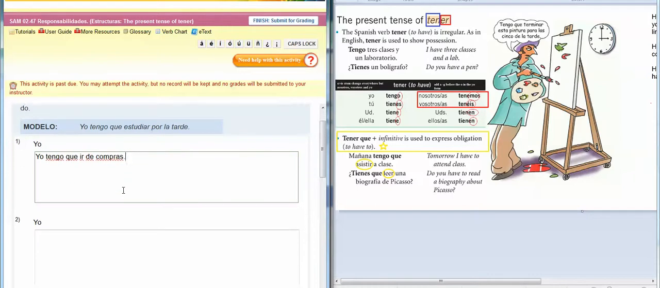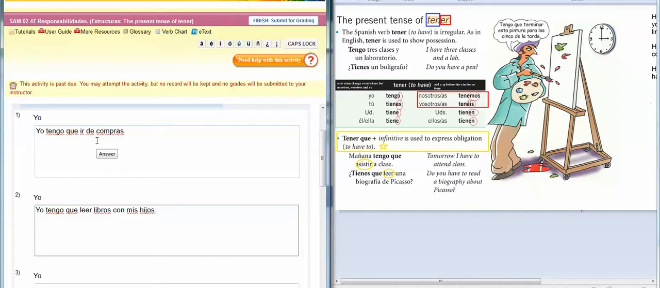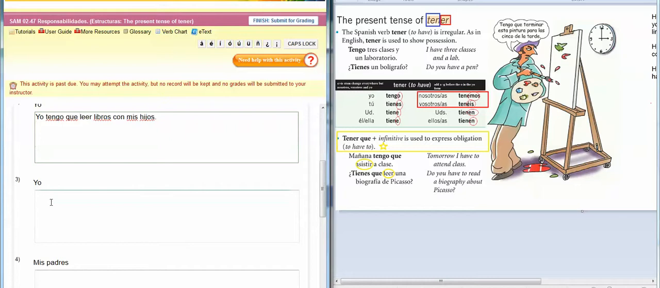Okay? Another thing that I might have to do tomorrow is read with my kids. So leer libros con mis hijos. Okay, so if I want to say I have to read books with my kids, I'm going to say I have, again for I is tengo. I'm going to put the que in there because it's an obligation. I have to read. Yo tengo que leer libros con mis hijos. So all of yours, you may have had something other than ir de compras or something other than leer libros, but you would have had tengo que as the start of your sentence.